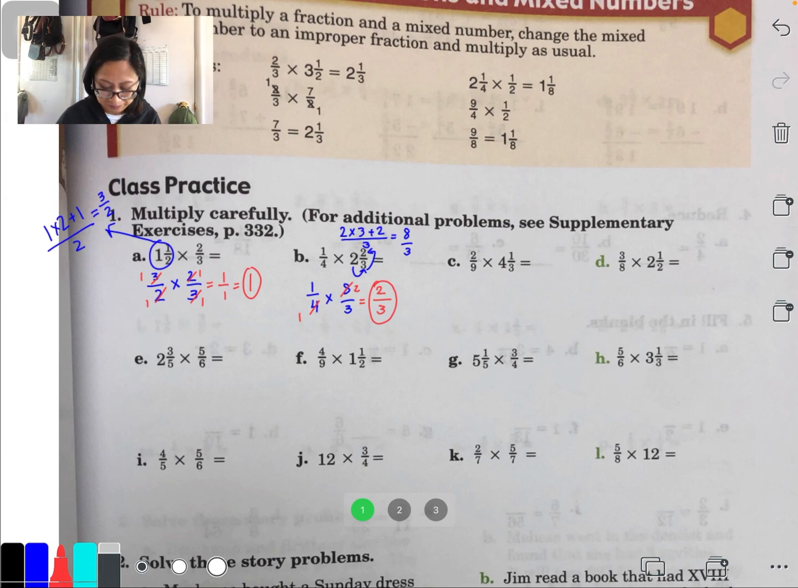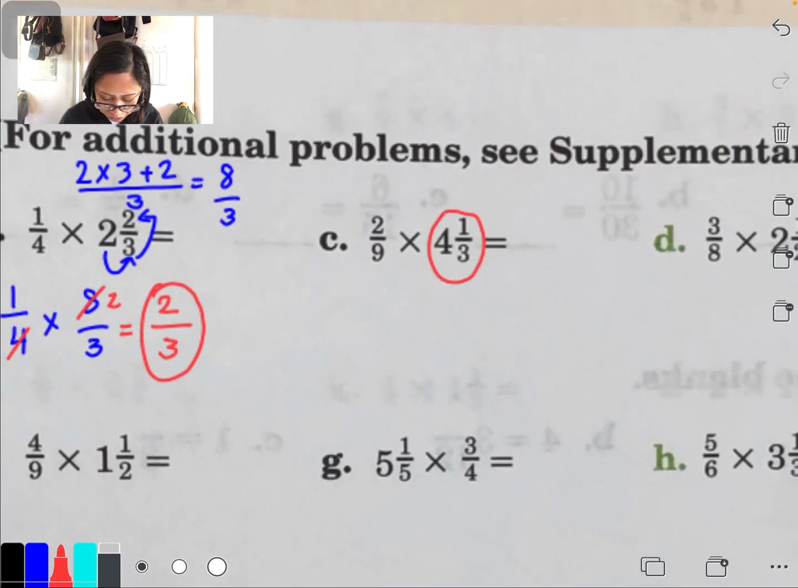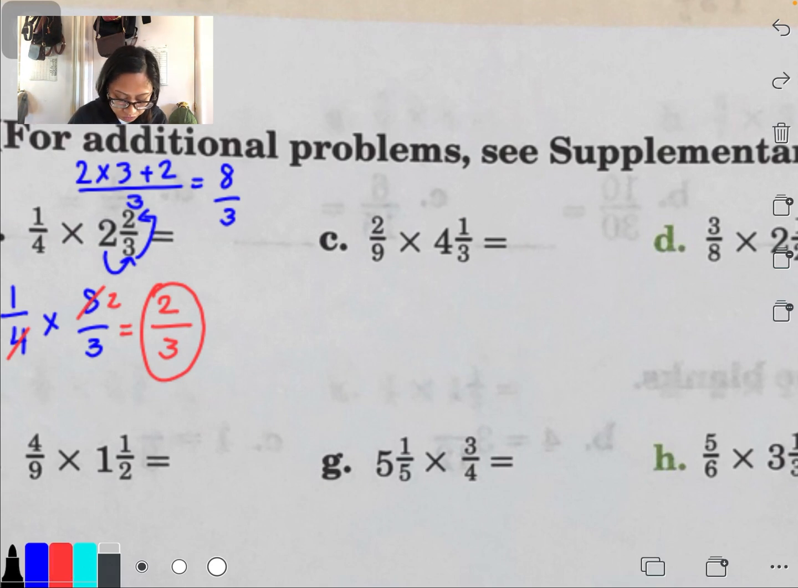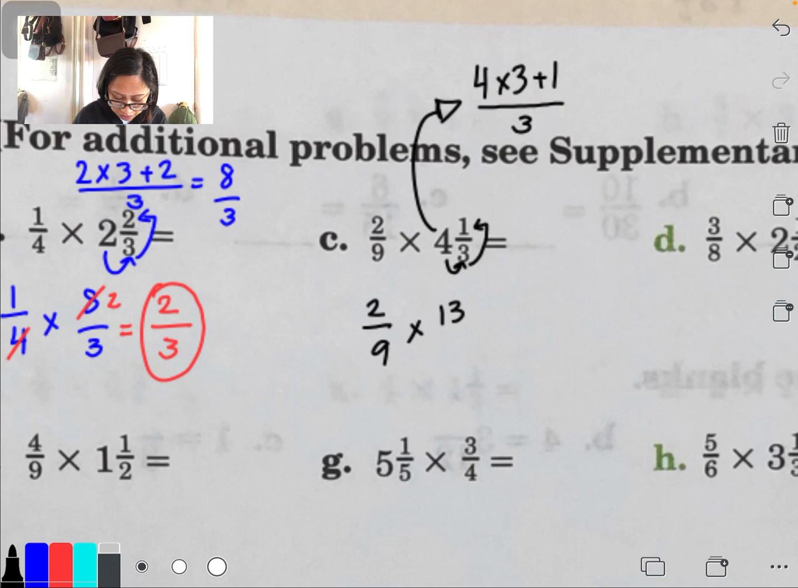We'll do C and D, and then we'll do the rest at our Zoom meeting unless you totally get it now. So take a look at C. I've got another mixed number here of 4 1/3. I'm going to change that into an improper fraction. So again, if you can't do it in your head, you'll do this: 4 times 3 plus 1 over 3. So 4 times 3 is 12. 12 plus 1 is 13. So I'm going to do 2/9 times 13/3.